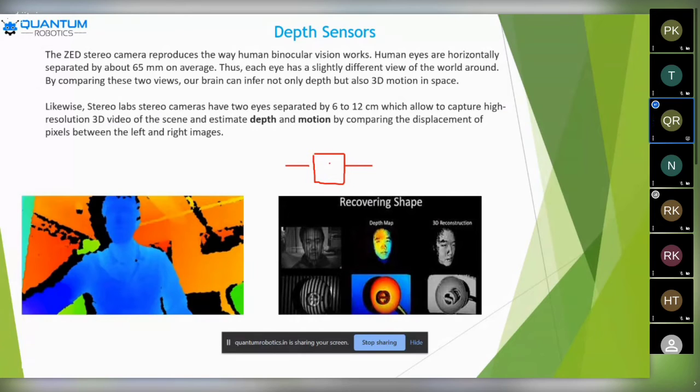We can see what particles are present inside the object, and how it shows us the outer part, the inner part, and the sides. We can see it over here. Yeah, here you can see this is a depth map and the 3D resolution.